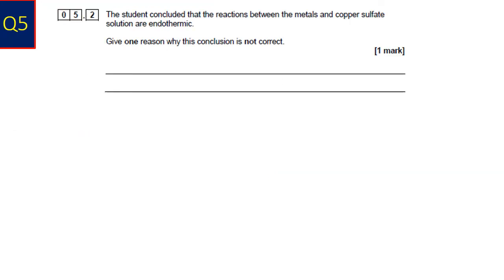So 5.2, the student concluded the reaction between the metals and copper sulfate solution are endothermic. Give one reason why it's incorrect. So endothermic reactions take energy in, endothermic, enter, as we sometimes say. So that would mean we would observe a decrease in temperature, but we observed that the temperature increased. And an increase in temperature shows that it's an exothermic reaction.